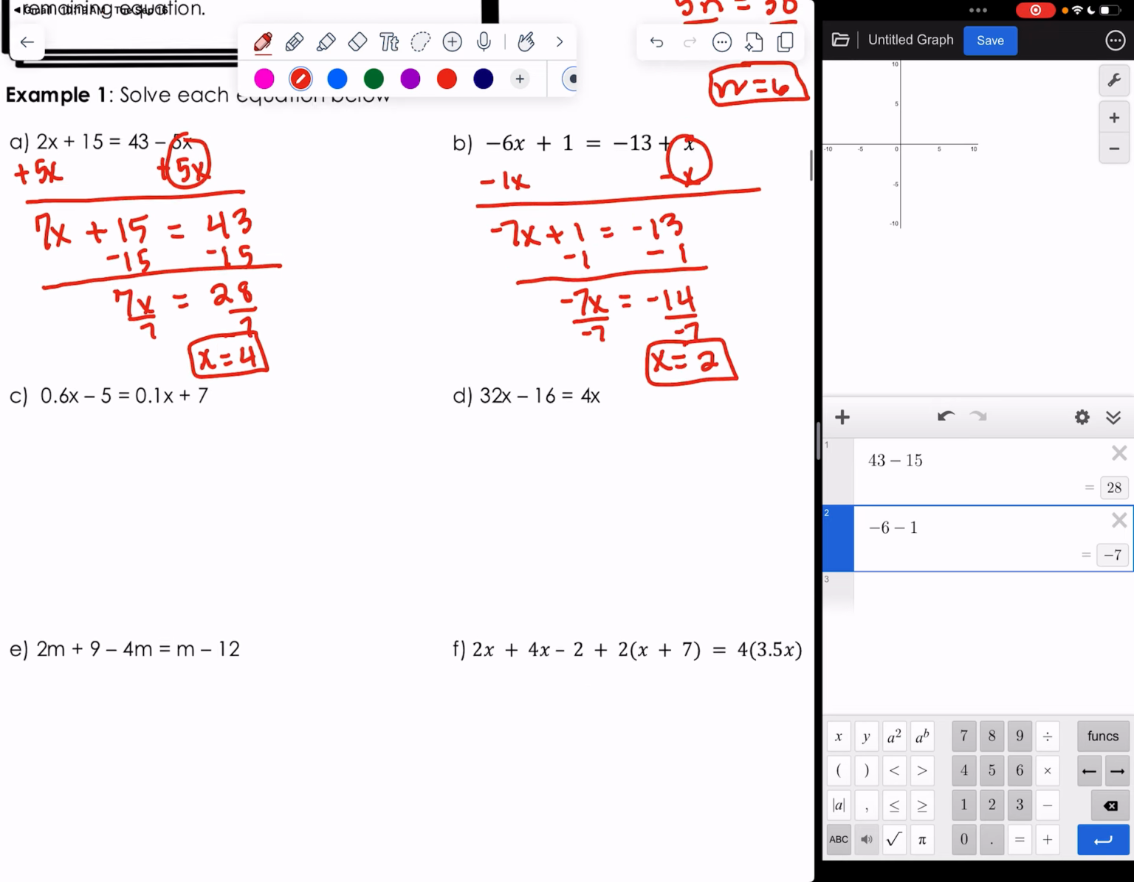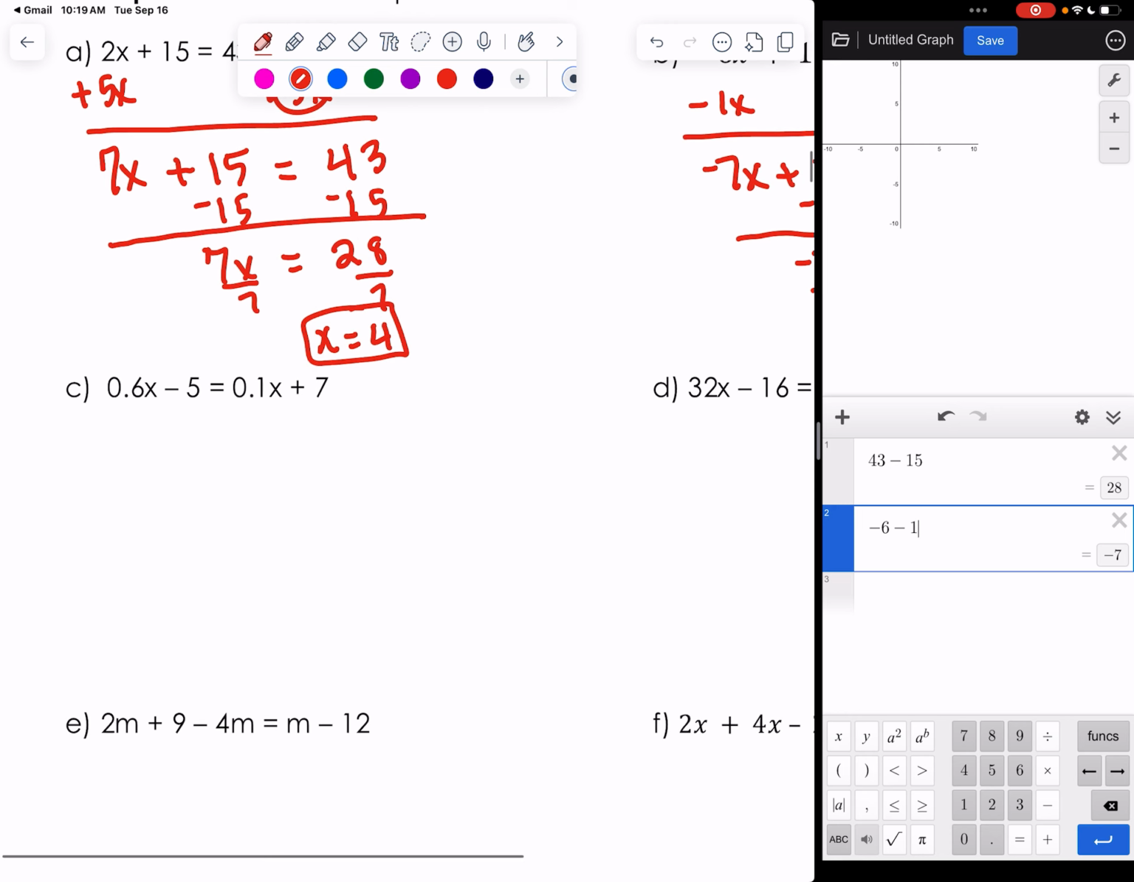Now, if you have a problem with decimals, you're going to work this the same way. You're always going to start on the right side, and you want to remove that variable. So if I wanted to get rid of positive 0.1x, I would have to subtract 0.1x. So 0.1x there and 0.1x there. All right, 0.6x minus 0.1x is 0.5x minus 5 equals, this would zero out and leave me 7.